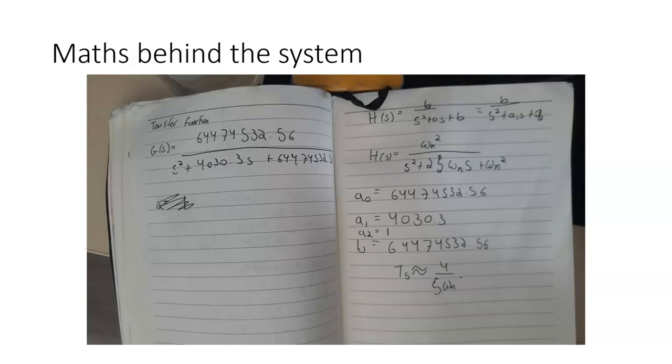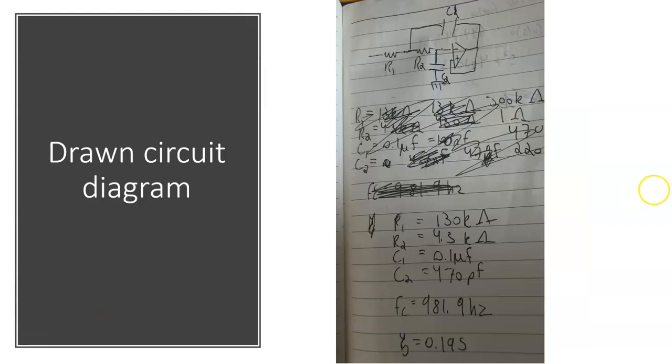A0 would be the same, 6, and A1 would be 4030.3, and A2 would be 1. So that is the circuit diagram that we came up with. The R1 and R2 values, you can see them there: 130 kilo ohms for R1, R2 is 4.3 kilo ohms.